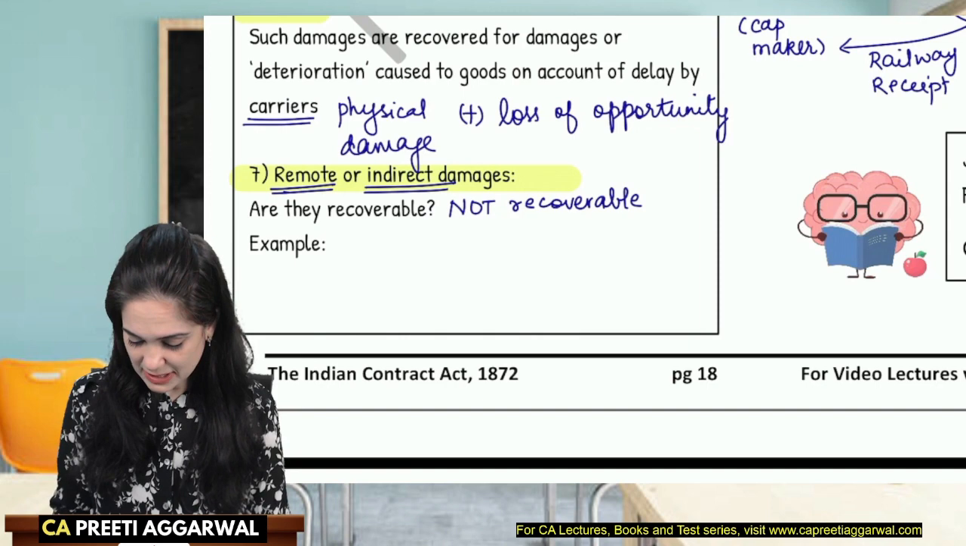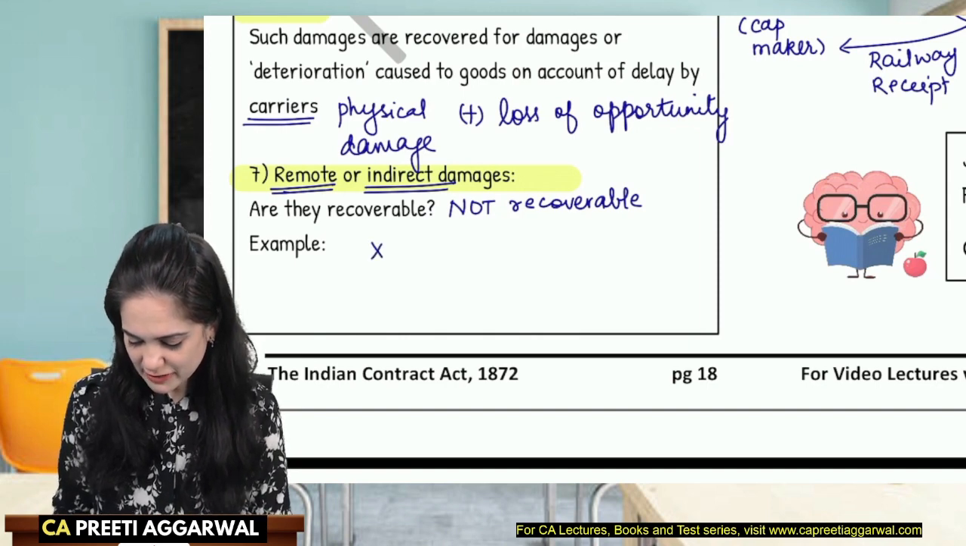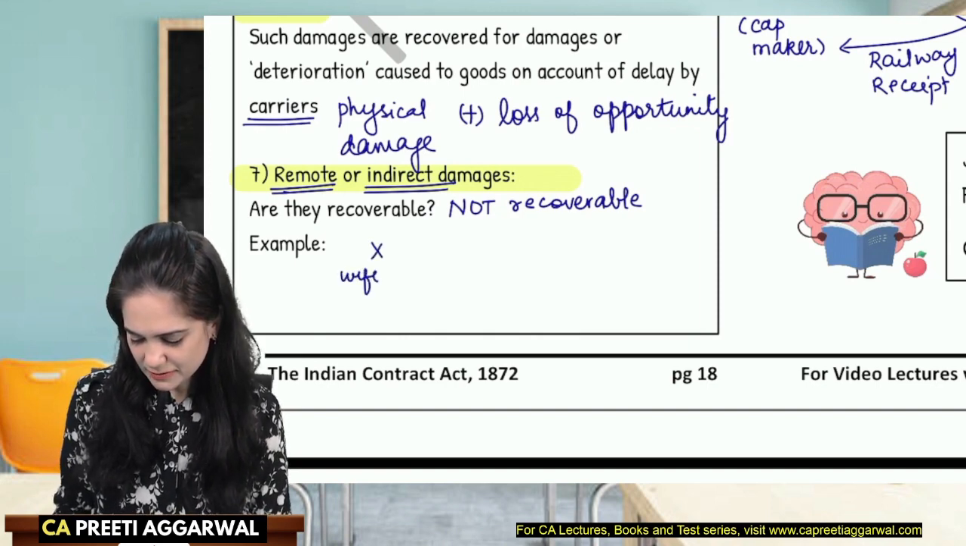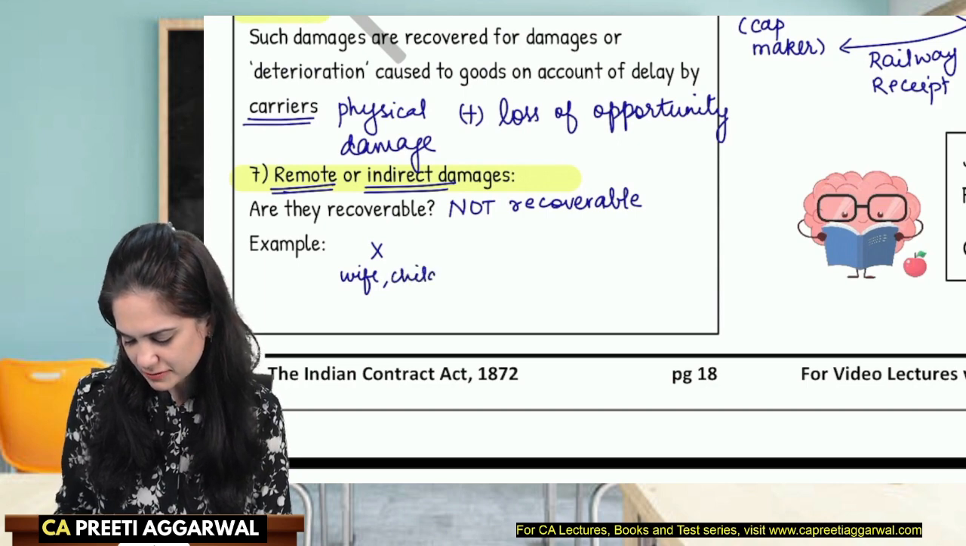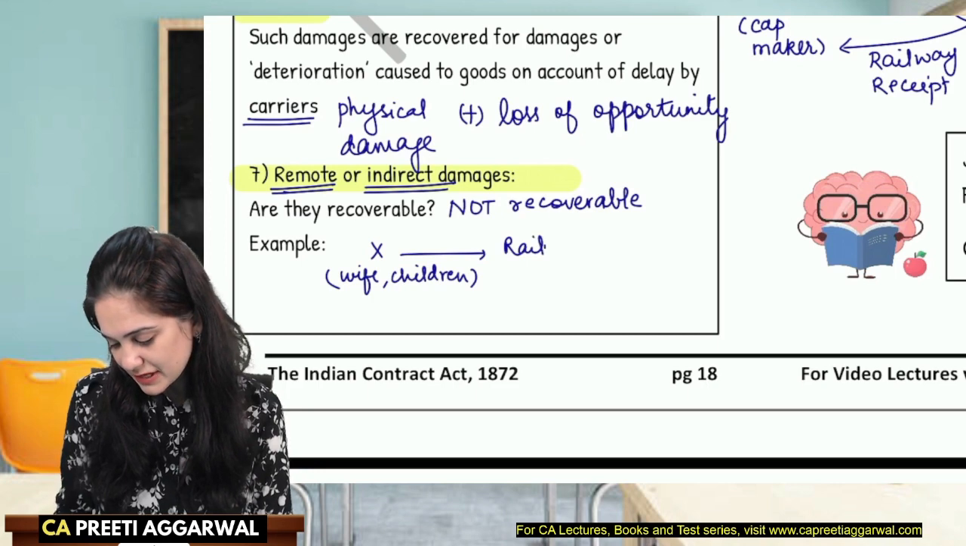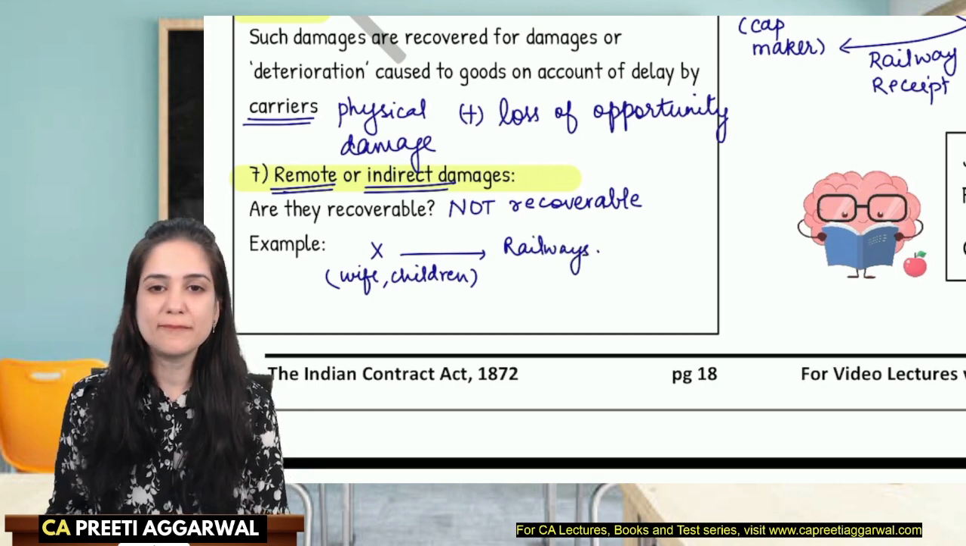Let's discuss examples now. X was traveling with his wife and children on a midnight train. But the railways, they transported him to some other destination.